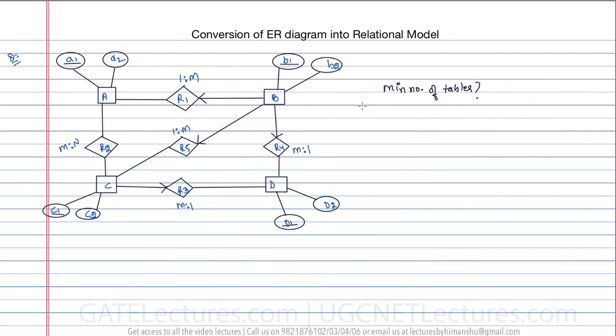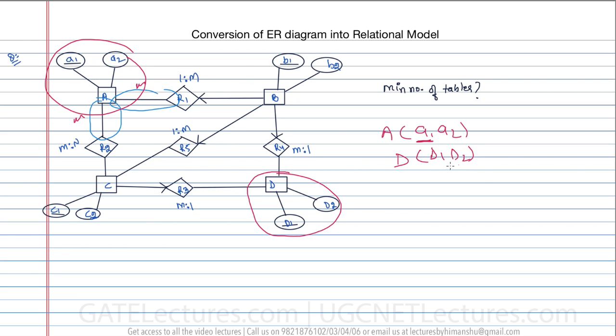So here they're asking, what is the minimum number of tables which are required? Okay, let us see how many tables are required. If you have this A, you can see A is having many as cardinality in both the directions. Therefore we have to create a table for A, which is having A1 and A2, and A1 is a key attribute here. Now you can check for this D. D is having many in both the directions. Therefore we are going to create a table for D which is having D1 and D2, where D1 is a key attribute.